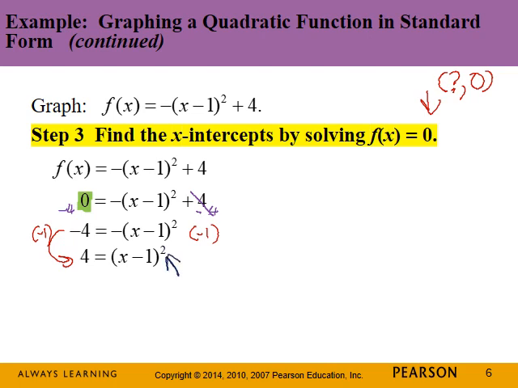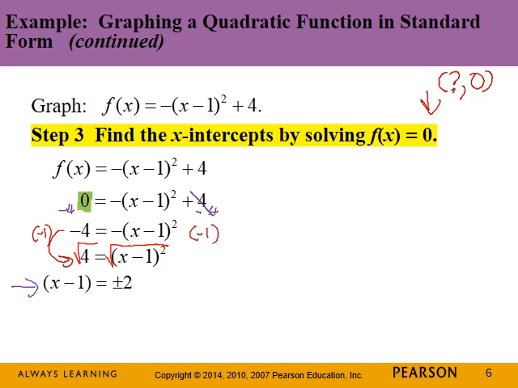Now I need to get rid of the exponent 2 right there. Since it's a square, I can do the opposite of squaring, which is square root. So I'm going to take the square root of the right side, so I can cancel out the square. If I take the square root of the right side, I also have to take the square root of the left side. So when I take the square root of the right side, the square disappears, and I end up here with just x minus 1.